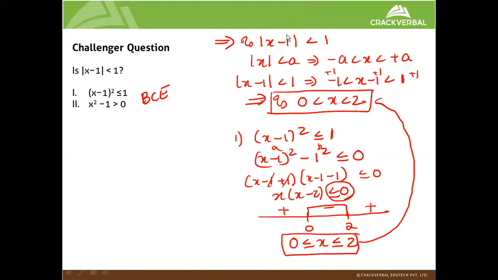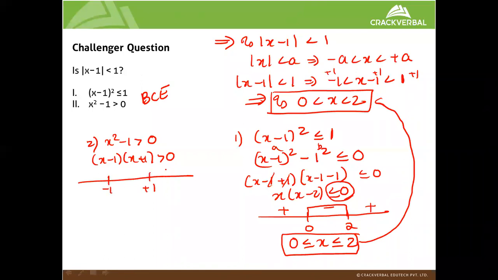All right. Now let's take the second statement. The second statement says x square minus 1 is greater than 0. So basically this is (x minus 1) into (x plus 1) is greater than 0. Putting things on the number line, the roots are at minus 1 and also at plus 1. So plus, minus, plus. The right hand side is greater than 0. So I know x has to be greater than 1 or x has to be less than minus 1. So clearly this does not give me information whether x is going to be between 0 and 2. It can be, it need not be. So again, insufficient.